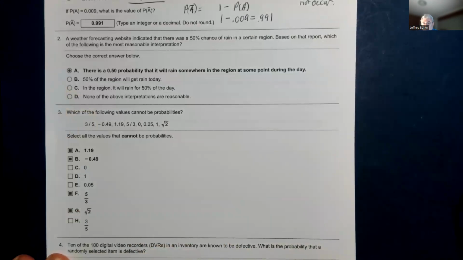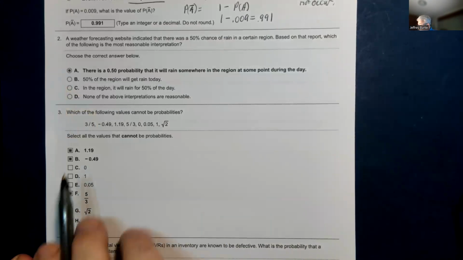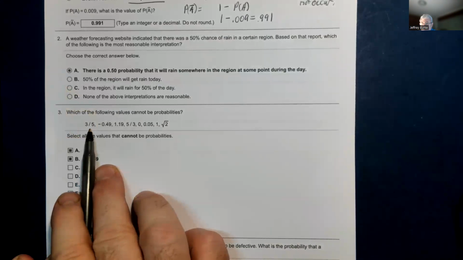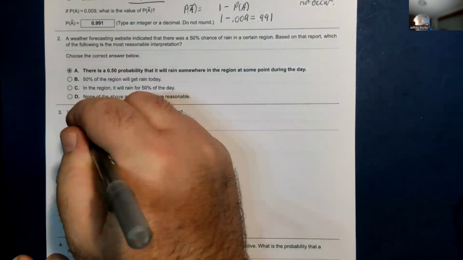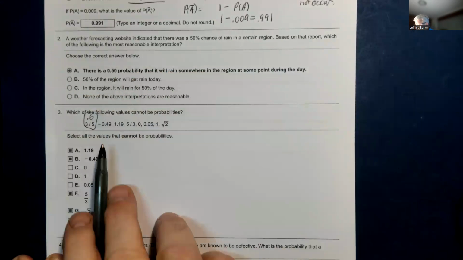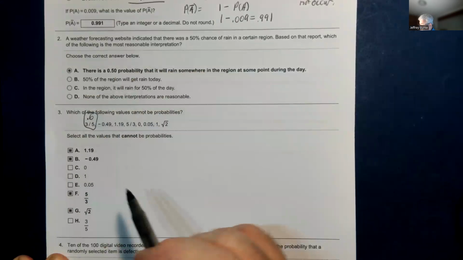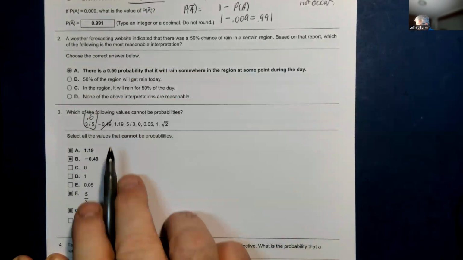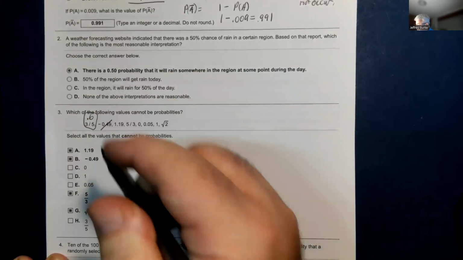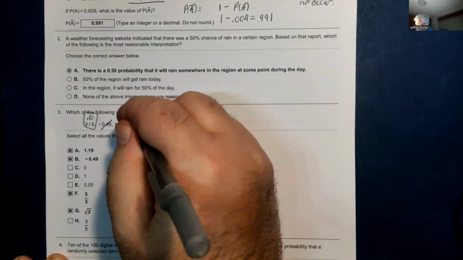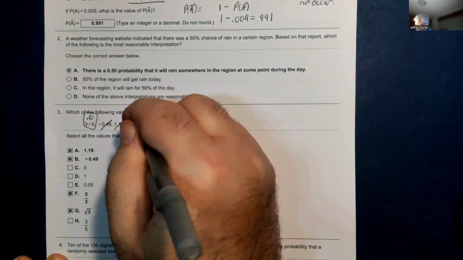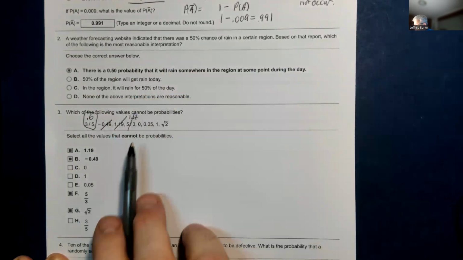If you didn't know what the value of something was, you'd have to convert it to a decimal to check it out. Like 3/5. Well, if you divide that, that's going to be 0.6. That should be okay. Now, negative 0.9, remember, it can't be less than 0. That's out. 1.19, that's greater than 1. That's out. 5/3, that's actually going to produce something like 1.67. So that's out.